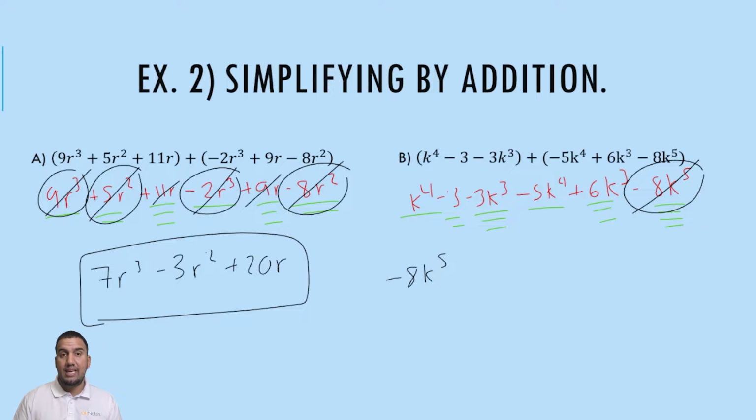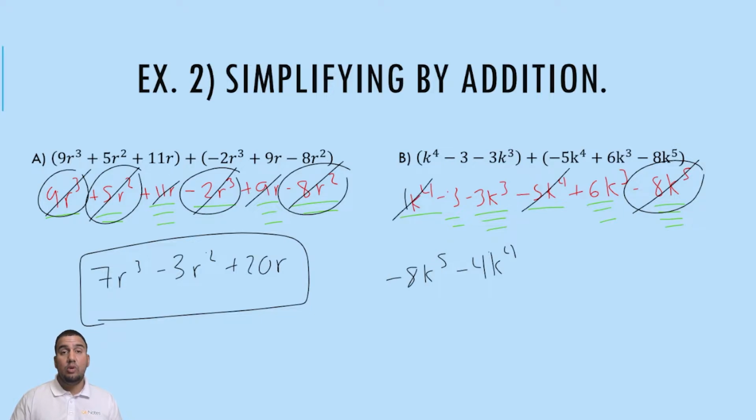I'm going to look for my next exponent. Now I have a k to the 4 and a negative 5k to the 4. I don't like combining that because there's no number in the front of k to the 4. So what number should be in front of it? It should be a 1. So when I combine it, it's 1 minus 5, which I hope you agree is negative 4, and then keep the k to the 4, and then cross those out when you're done.